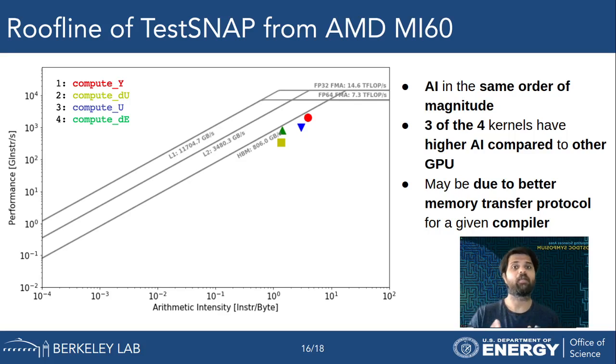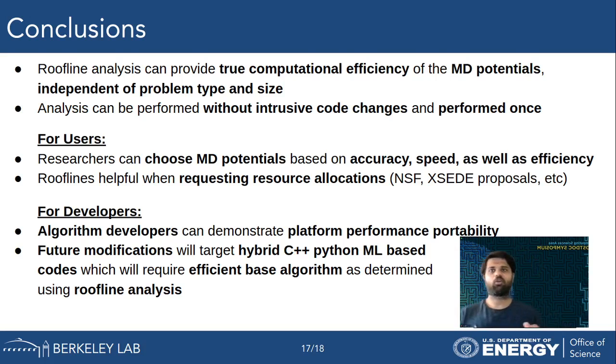And this is good feedback that the potential developers can now give back to the compiler designers, saying, hey, we get a better performance for the same code on a GPU from a different vendor. And these kinds of feedback are important when it comes to the robustness of the system and running MD simulations efficiently. And so just to give you a conclusion, roofline analysis can provide a true measure of computational efficiency of MD potentials, which is independent of the problem size and type.